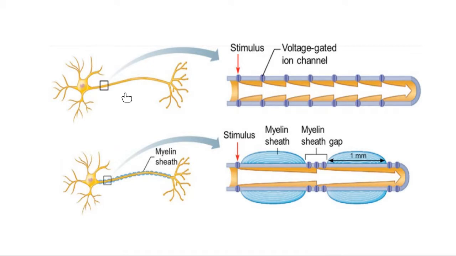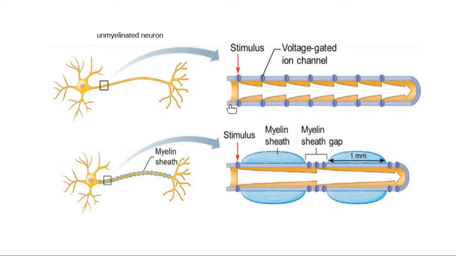What we're looking at first, this first half of my picture up here, is an unmyelinated neuron. So I'll type that for us. Unmyelinated just means we don't have a myelin sheath on this neuron. Unmyelinated neurons don't have a myelin sheath.